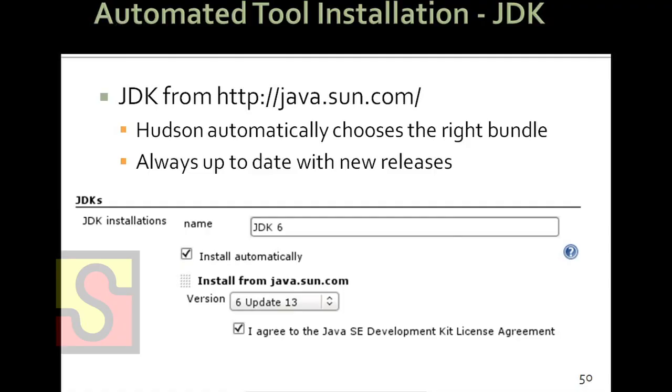So Hudson started to do that. You can now install the JDK from java.sun.com automatically. Depending on where it's installing, Hudson will choose the right bundle, go through all the click-through that Sun put, well, Oracle puts, and then it will download the JDK and install it into the right place. So you really don't have to do any configuration on the slave. You can just let Hudson take care of all these things for you.